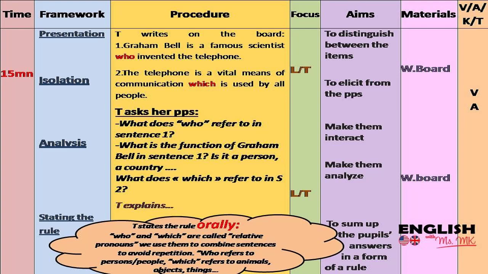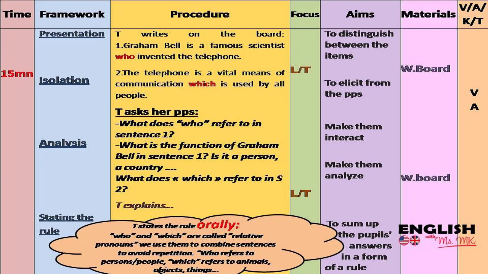And is it a person, a country, and so on. What does which refer to in the second sentence? And if they say, for example, telephone, you're going to ask what is telephone. Is it an object, an animal, or whatever? So here they're going to distinguish between the two items, and you're going to make them analyze.